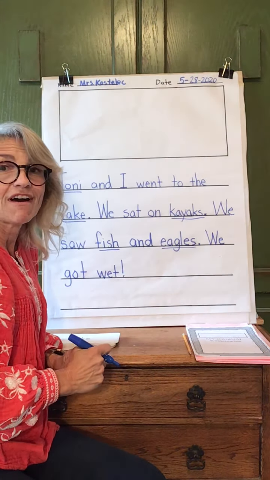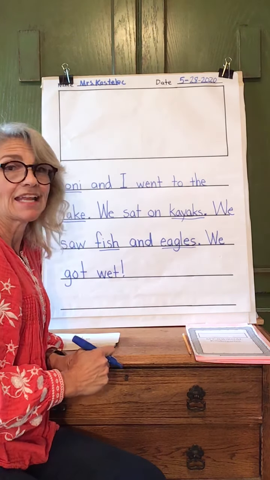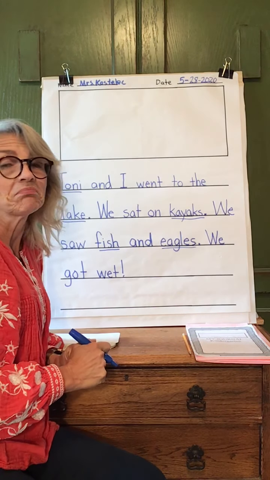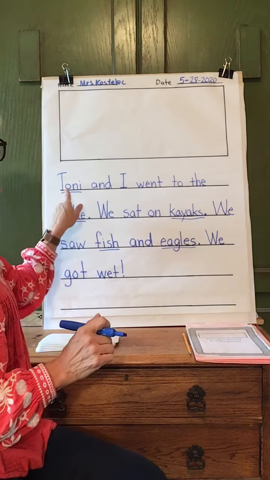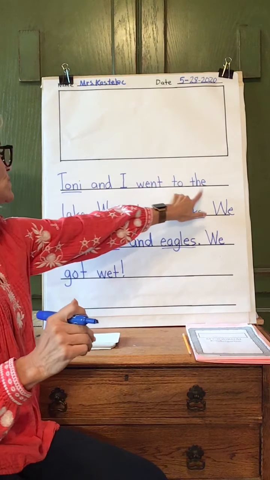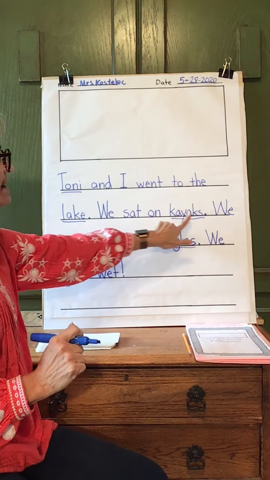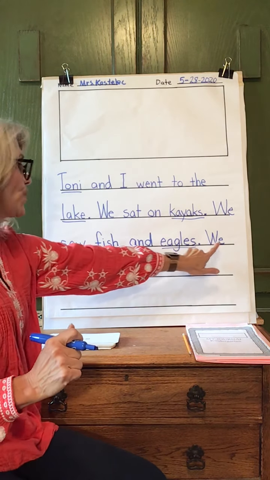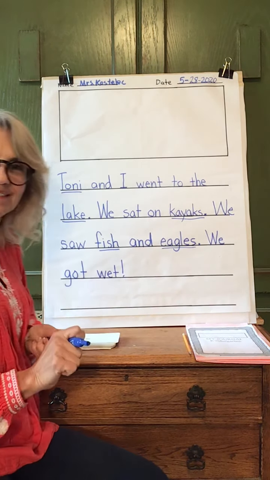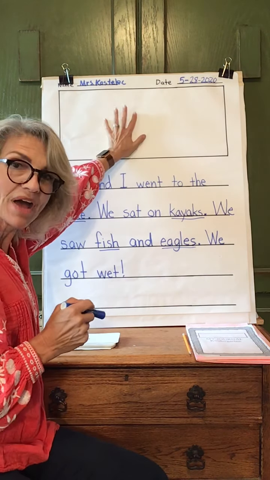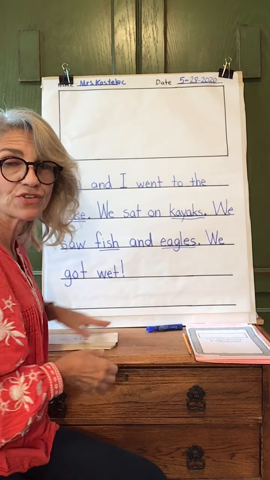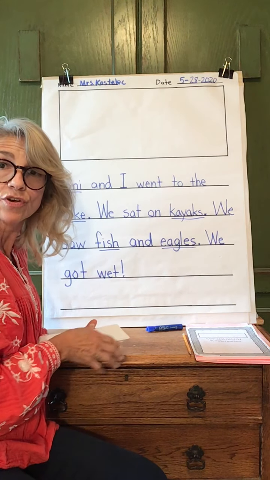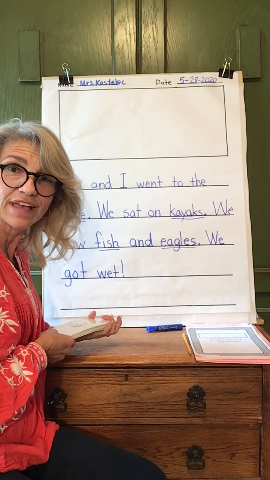Maybe you saw floaties and inner tubes, or maybe you saw skiers, sailboats, lots of things. So let's look. Tony and I went to the lake. We sat on kayaks. We saw fish and eagles. We got wet. Nice. Now, of course, there's a box up here. You can do your picture. I'll do mine that'll go along with my story. You do a picture that goes along with yours, and we'll look and see what they look like tomorrow.